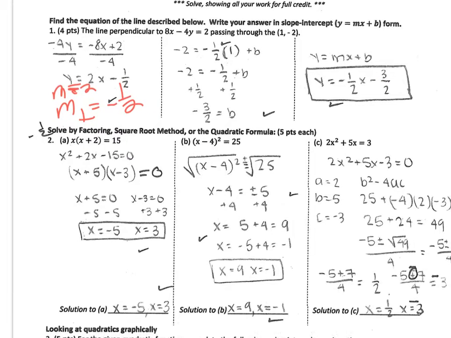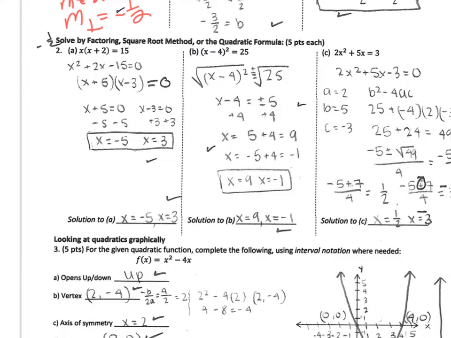For the next set of questions, part 2, we have 3 different parts. First, we have to solve by any method. When we look at this, we need to have all of the values and terms on one side. And so we need to subtract 15, and we need to expand the left side. So here it is expanded with the 15 moved over, still equal to 0.